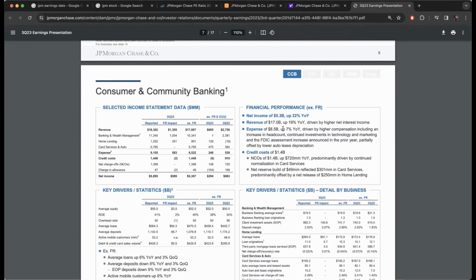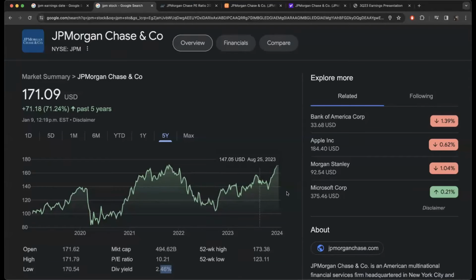And higher interest rates actually benefit banks to some extent, as we can see revenue of $17 billion, which was up 19% year over year, primarily driven by higher interest income. So if interest rates are raised, they tend to make a higher percentage on those payments. That's definitely benefiting them, and is likely to continue benefiting them into this next earnings period.